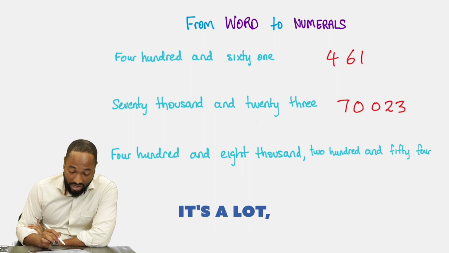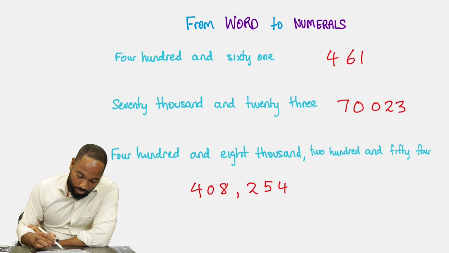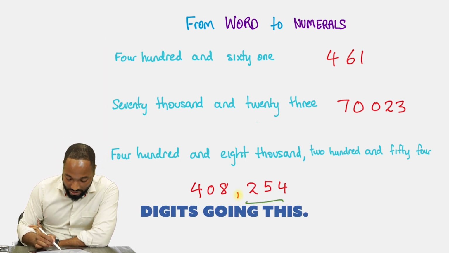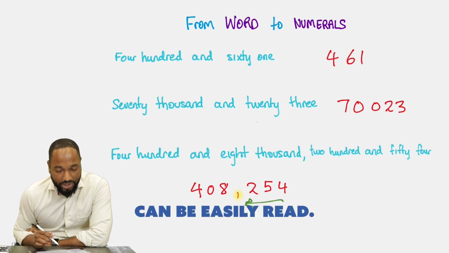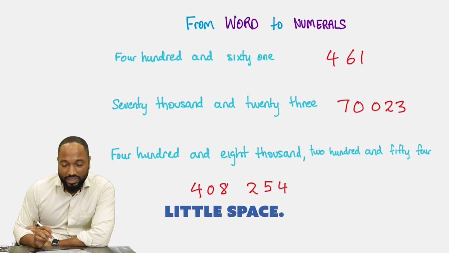408,254. It's a lot, but it would be 408,254. Sometimes we place a comma after every 3 digits going this way, just so that the number can be easily read. But if you don't want to place a comma, just put a little space.